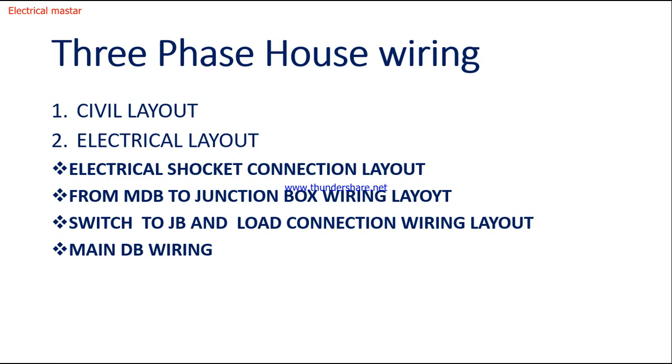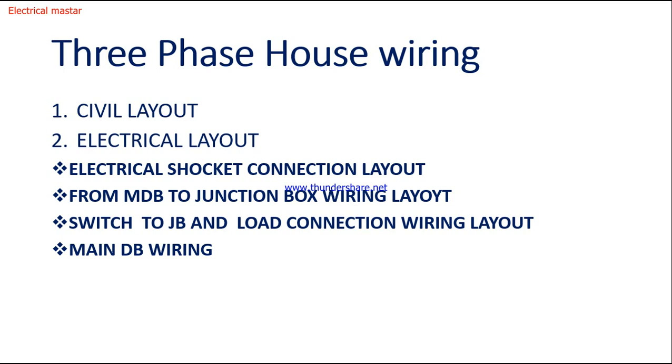And third, the switch to JB and load connection wiring drawing. It means we have already fixed the JB in the drawing. From the JB to the individual switches, like individual sockets, and also the loads like tube lights, fans or lamp holders, whatever it is, how we are laying the cable. For example, how we are connecting the conduit from the JB to the individual loads. That is also shown in the third drawing.